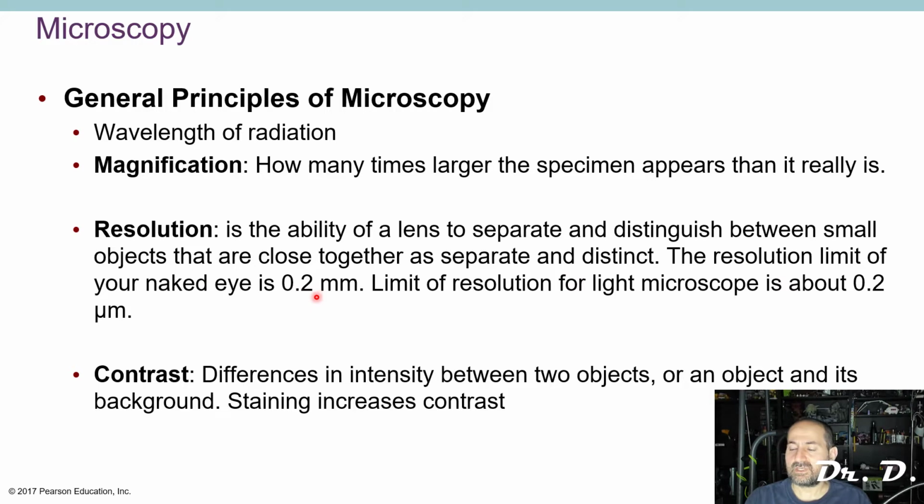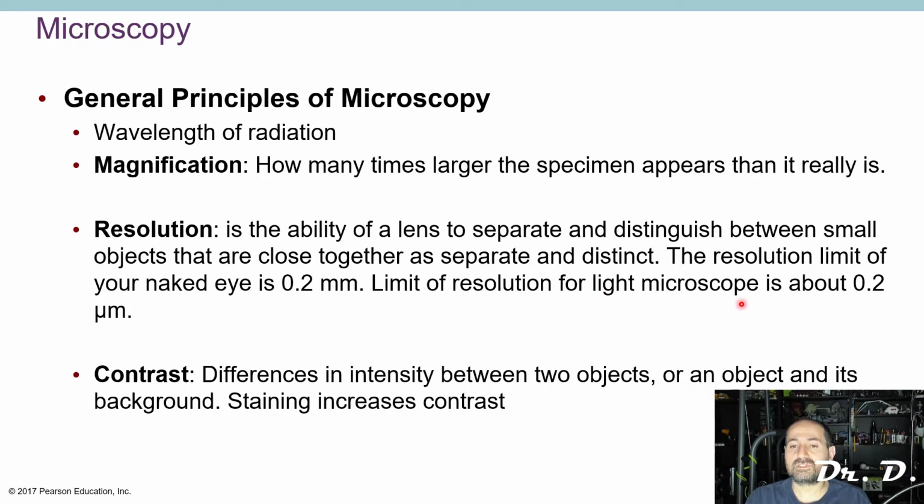You know what that means? If two small dots are closer than 0.2 millimeters, your eyeball is not going to be able to distinguish that they're actually two separate dots. Your eyeball will see one dot. Does that make sense? But what did I tell you you gained with the compound light microscope?